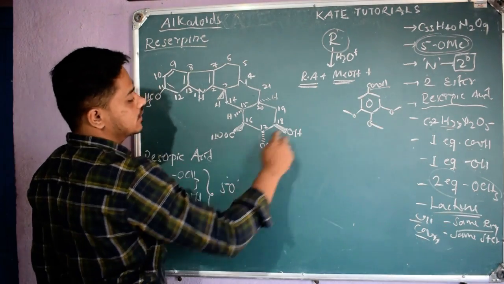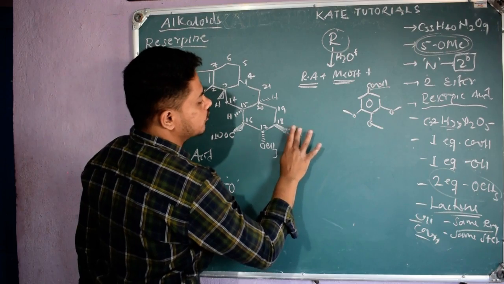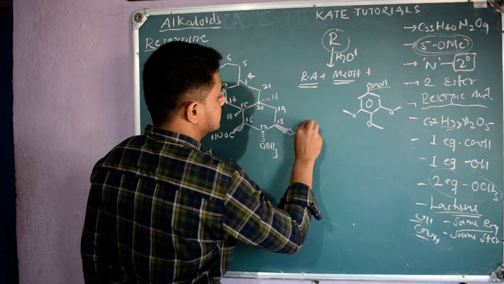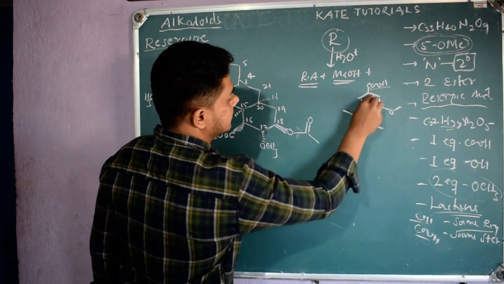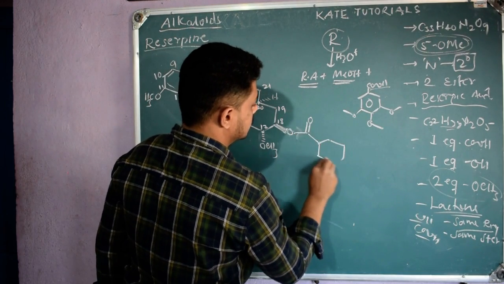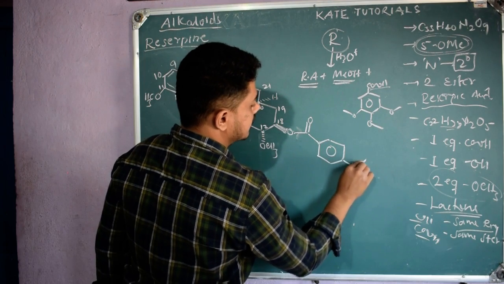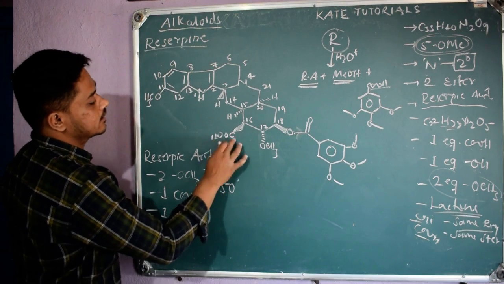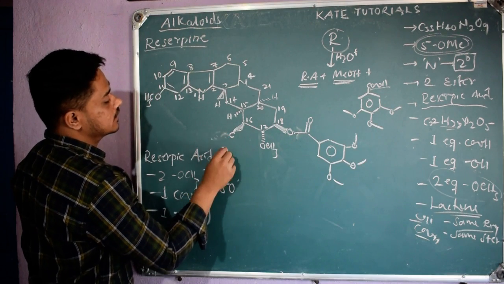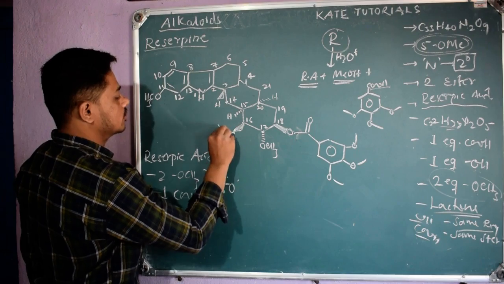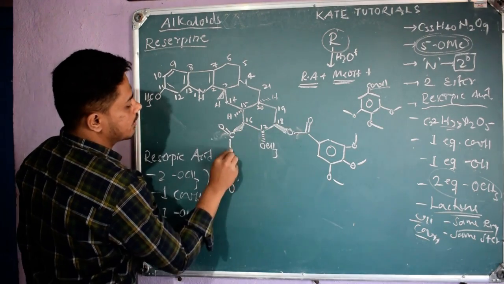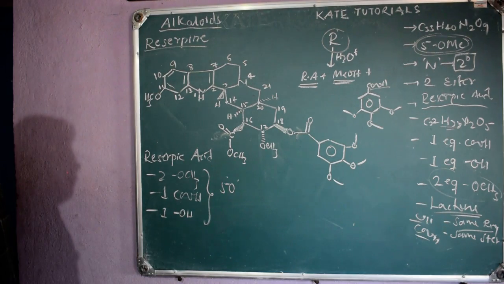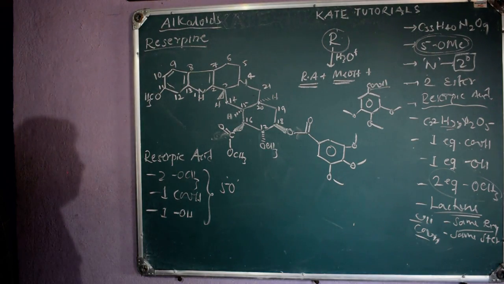Let me combine these things. For this alcohol, I will remove this H, and I will add this acid. So it will be CO, which is attached to a benzene ring, para position OCH3, and adjacent OCH3 and OCH3. And here I will remove this acid OH, make it CO, and add methanol, OMe, as OCH3. So this is the thing.